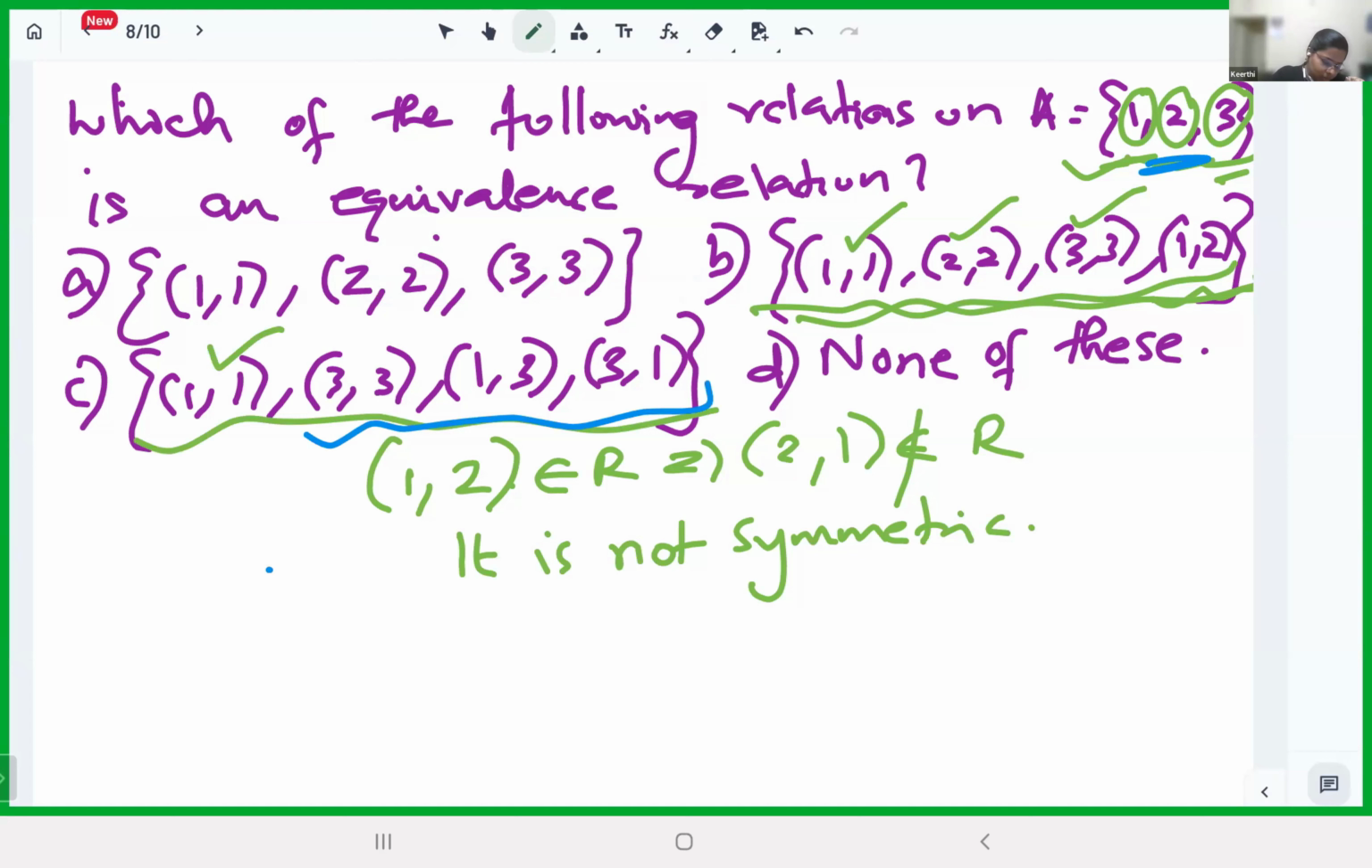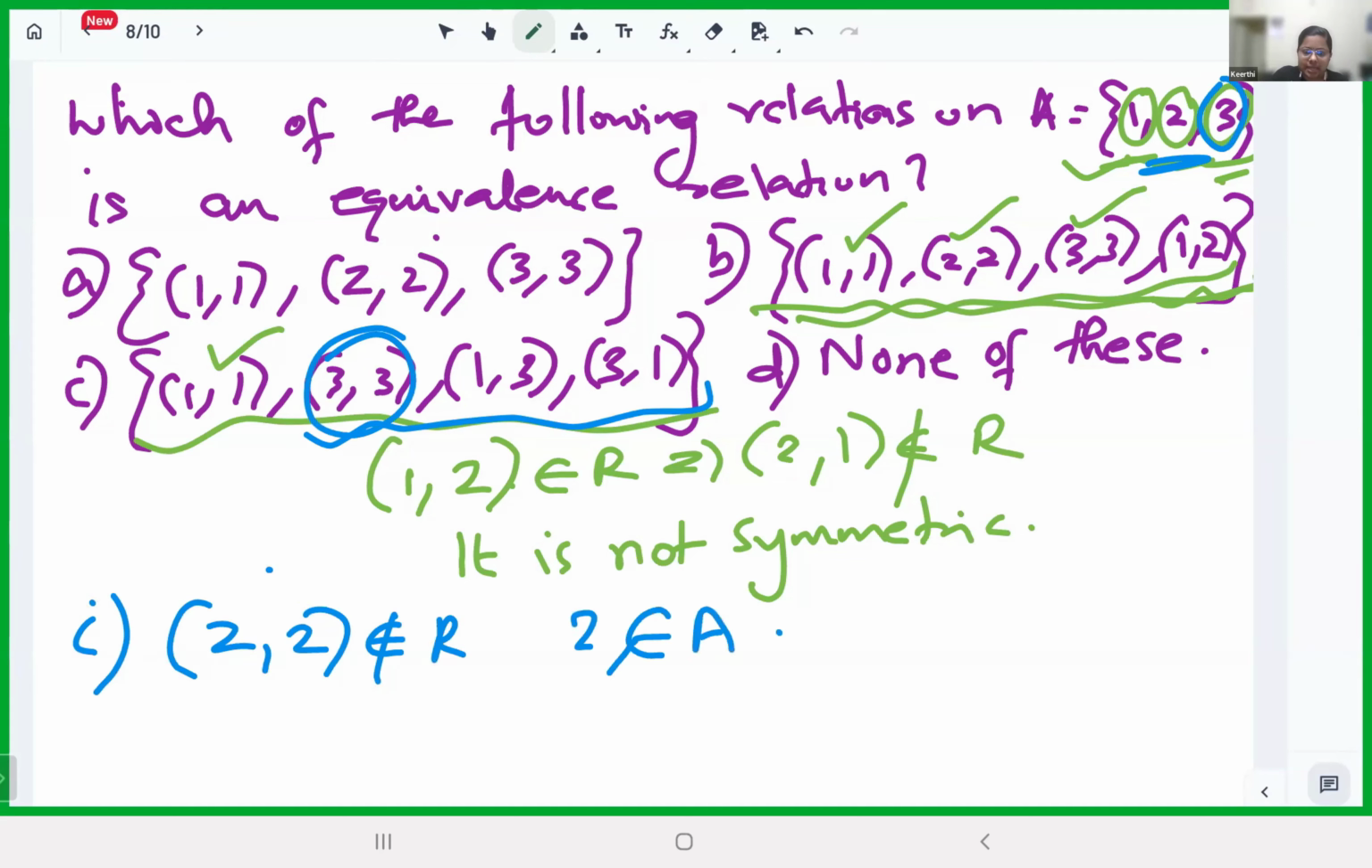3 is an element of A and ordered pair (3, 3) belongs to R, but in option C, ordered pair (2, 2) doesn't belong to R and 2 belongs to A also, right? Even though 2 belongs to the set A, the ordered pair (2, 2) doesn't belong to that particular relation. So we can say that it doesn't satisfy the property of reflexivity. So it is not an equivalence relation, right?